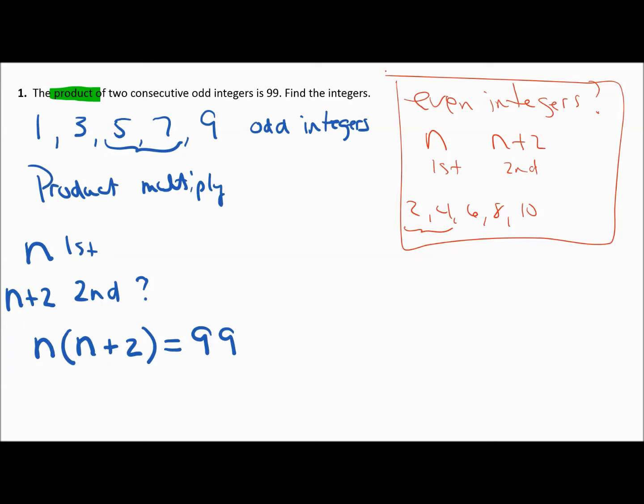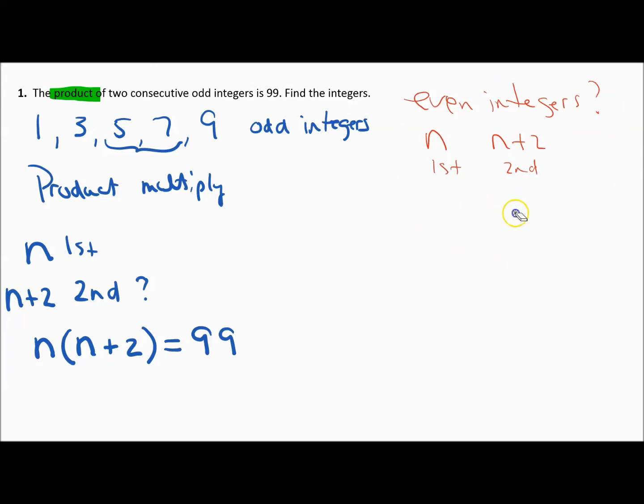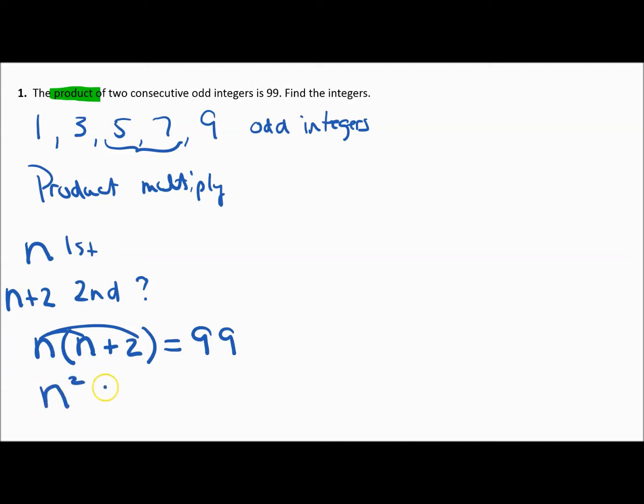Okay? Now let's solve this equation. Over here on the right, I'm going to erase the stuff in red because we don't need that for this problem. That was just to discuss consecutive even integers and how you would handle it if you had to. So back to our problem, I need to distribute this n inside the parentheses, so it's going to give me n squared plus 2n is equal to 99, right?